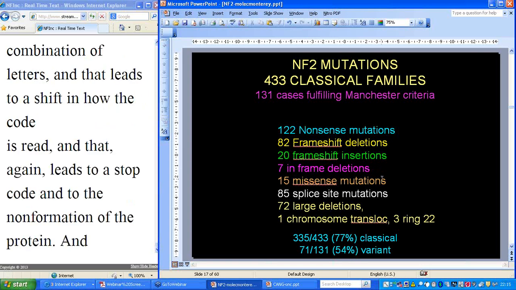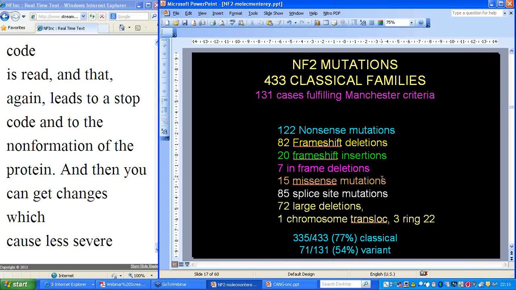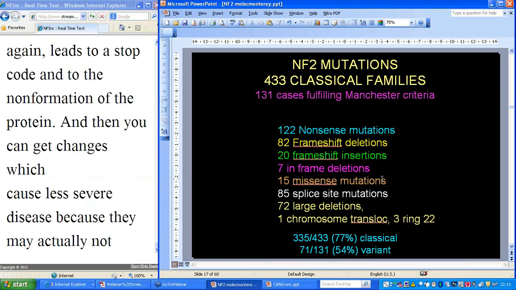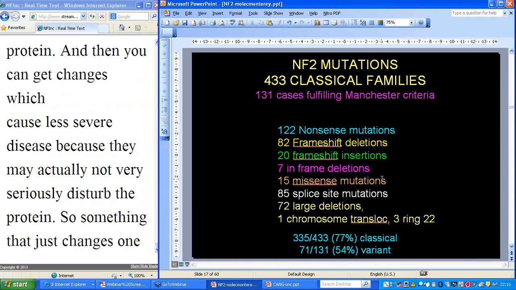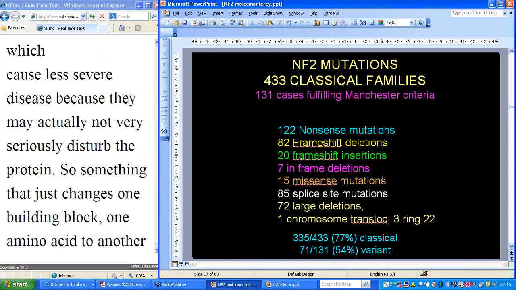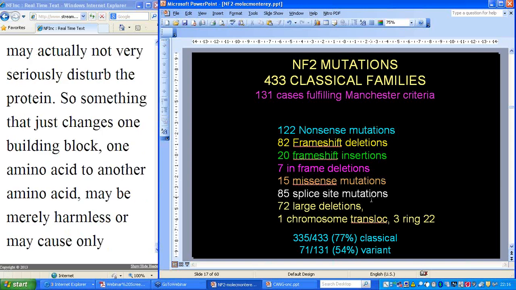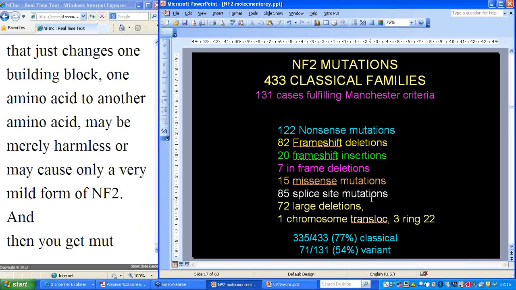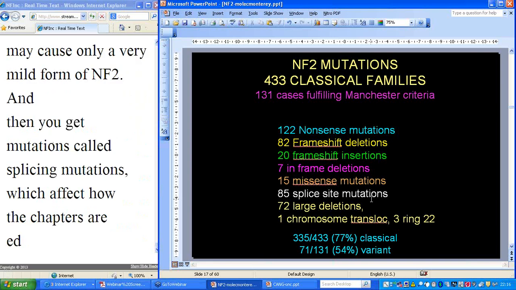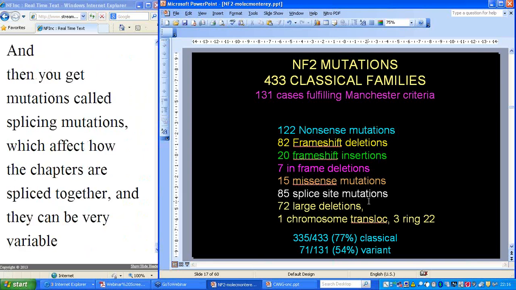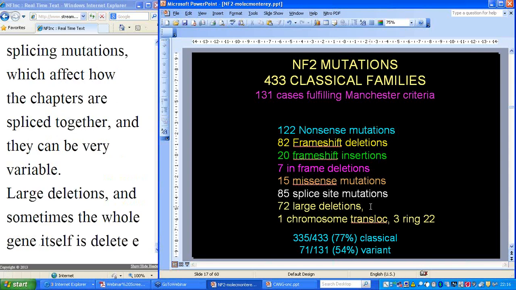And then you can get changes which cause less severe disease, because they may actually not very seriously disturb the protein. So something that just changes one building block, one amino acid, to another amino acid may be nearly harmless, or may only cause a very mild form of NF2. And then you get mutations called splicing mutations, which affect how the chapters are spliced together. And they can be very variable. Large deletions, and sometimes the whole gene itself is deleted, actually cause relatively mild disease.